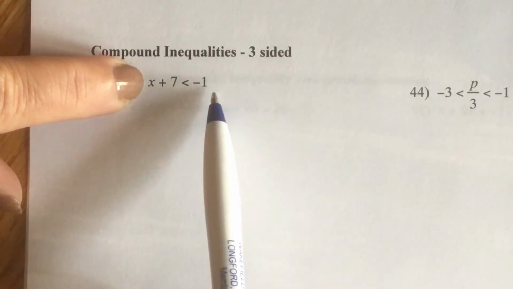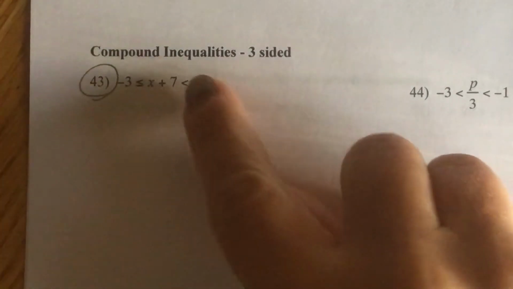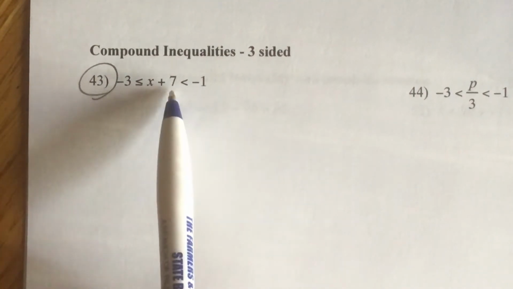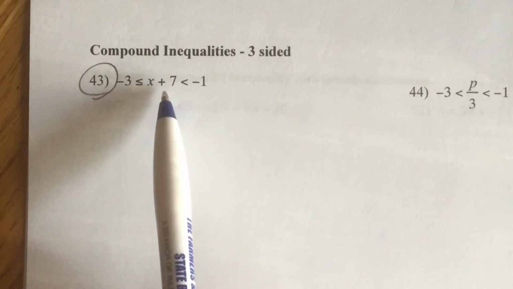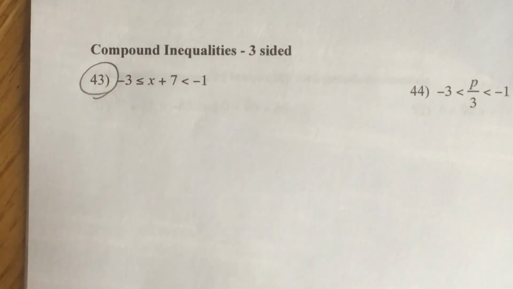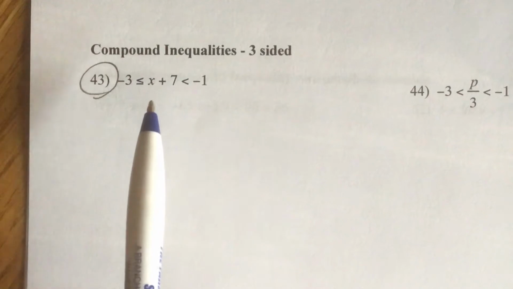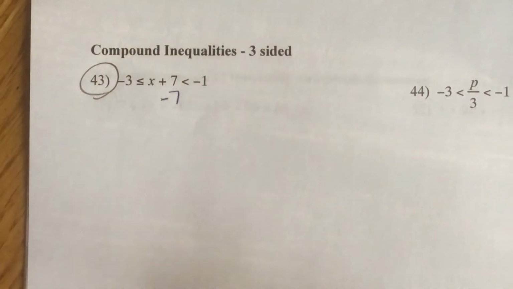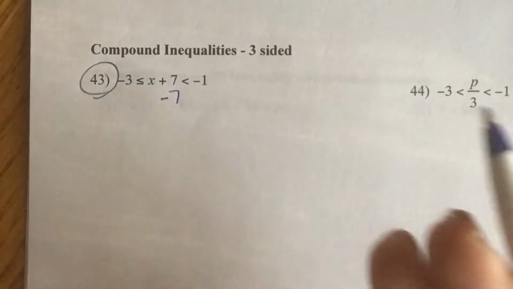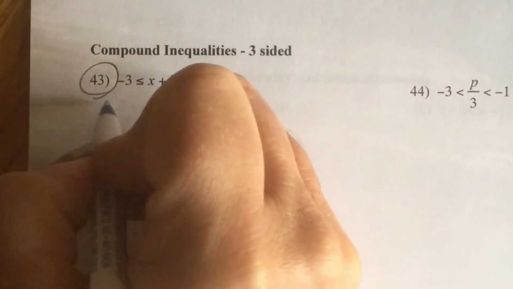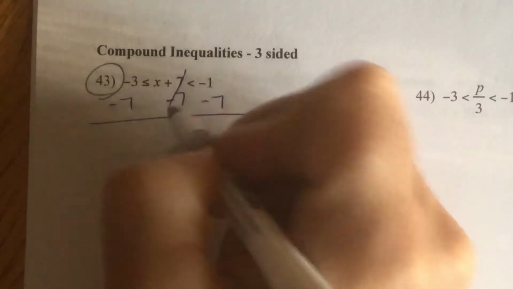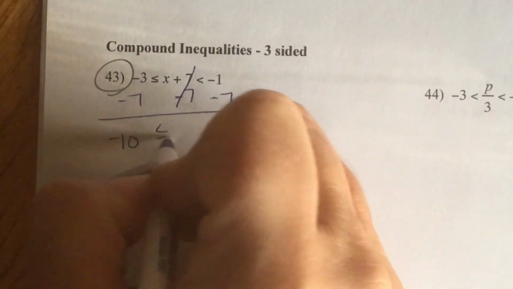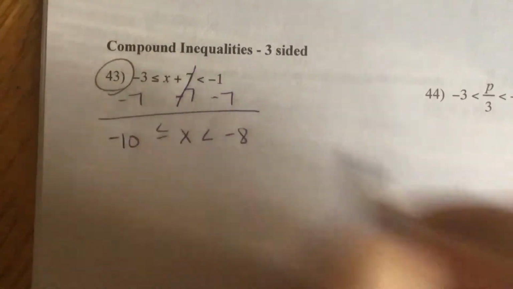So you've got this problem, and then you also have, sorry, can't see that, this problem right here. And so because the x plus 7 is the same, we can work it all at once. So you look at the middle, and you want to get your variable alone. So I need to subtract 7 from both sides, except now I'm going to subtract it from all three sides. So I'm going to subtract it there and there. So the 7's cancel out. This gives me negative 10 is less than or equal to x, which is less than negative 8.